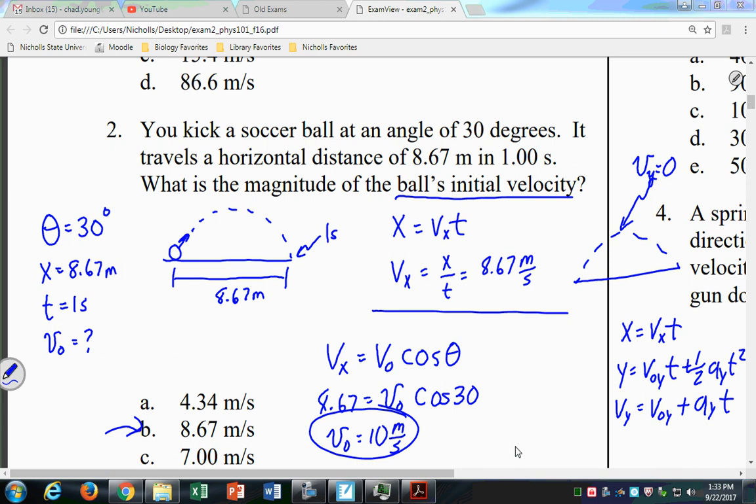Haley? Why is V naught not equal to Vx? That's a good question, because in the past few questions we've been doing, V naught has been equal to Vx.